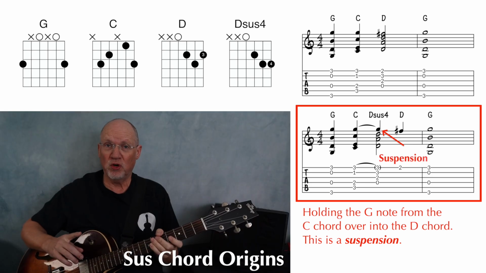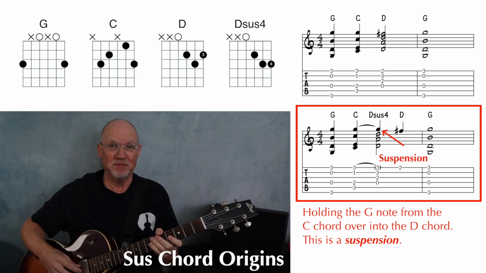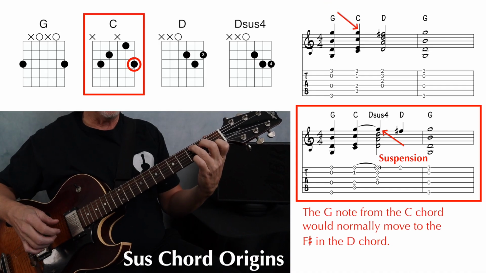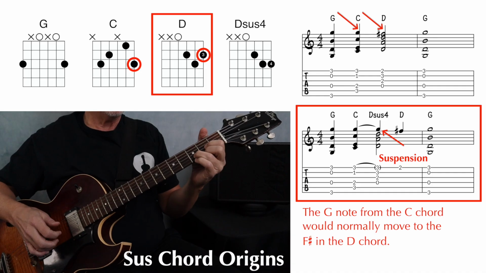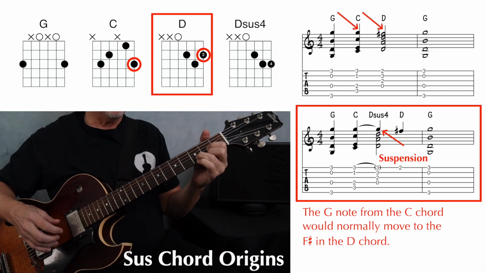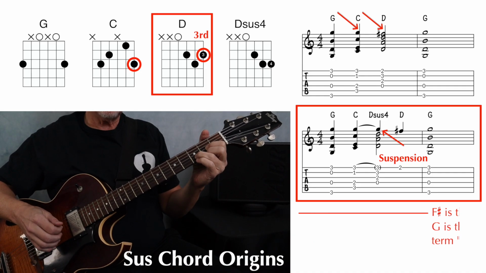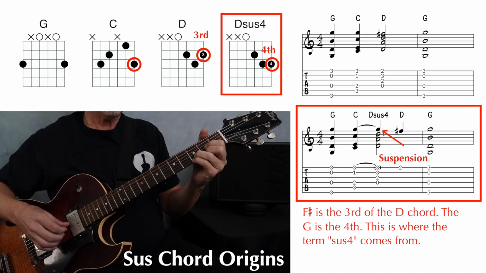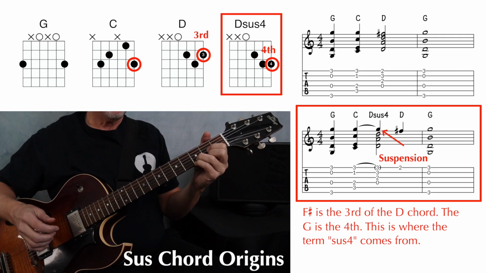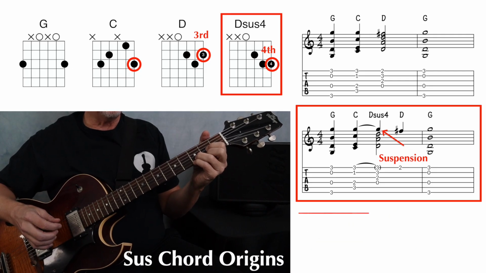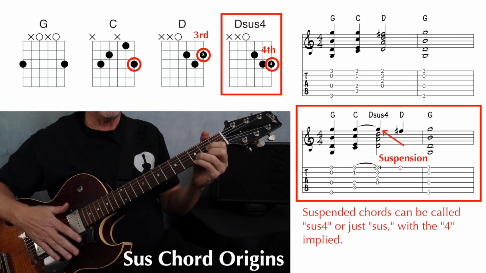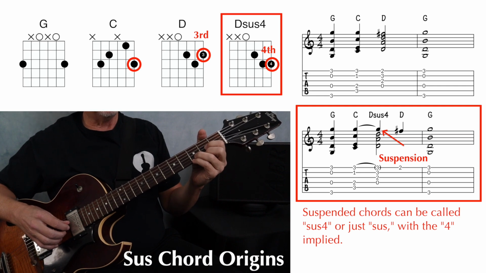That G that I held over is called a suspension. Normally that G from the C chord would move down to the F sharp in the D chord. Now this F sharp is the third of a D major chord. When I played the G, I played the fourth instead. And we call this D with the suspension D sus 4, for D with the suspended fourth, or just D sus, with the fourth implied in the name.